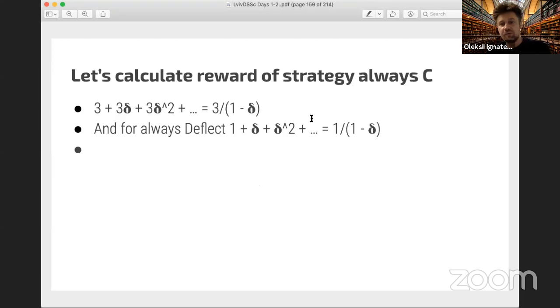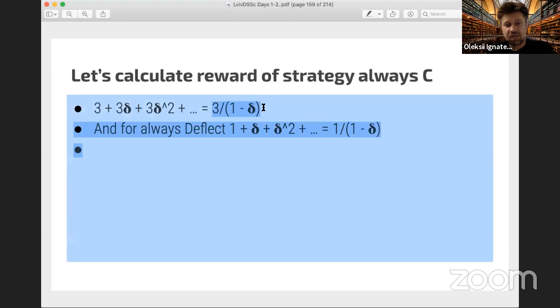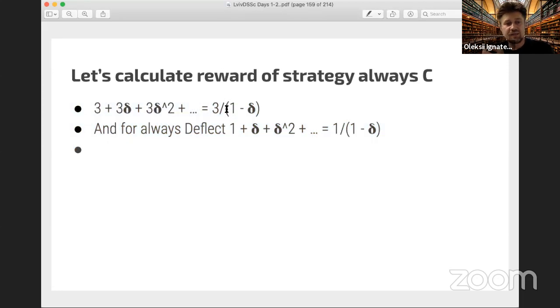Okay, so knowing this, we need to understand what will happen if we play a strategy, for example, if we always cooperate. If we always cooperate, the payoff of both players would be 3 divided by 1 minus delta. And if we always defect, we will get 1 plus delta plus delta squared and so on. It would be 1 divided by 1 minus delta.